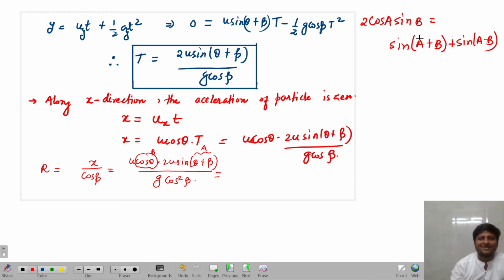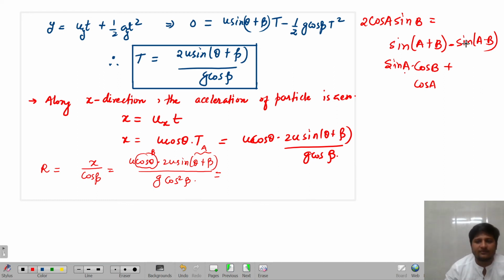This is the formula: 2 cos A plus B is equal to sin A plus B plus sin... How can I do this? Sin A into cos B plus... it will be minus. 100% it is. Okay then, so it is minus of sine A minus B. Minus sine A into sine B.